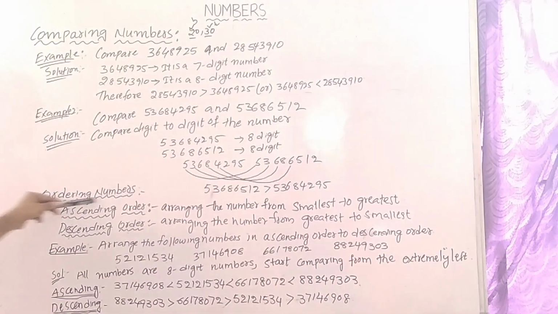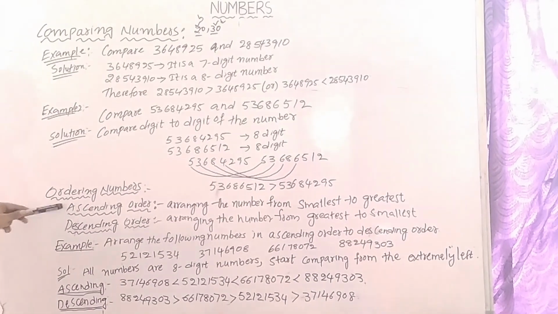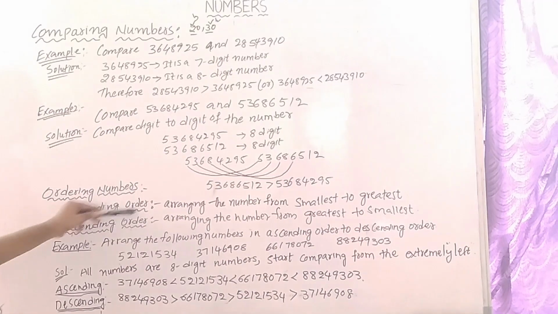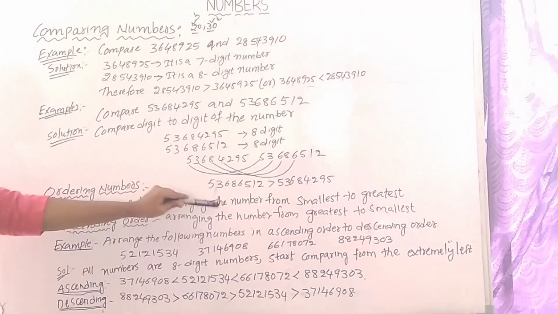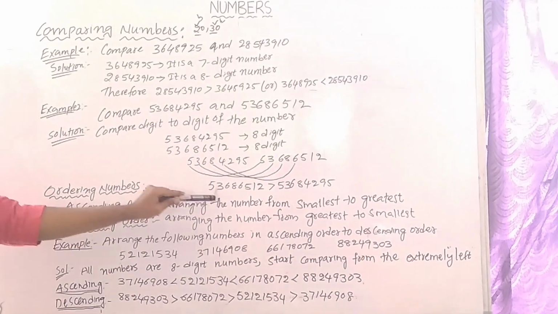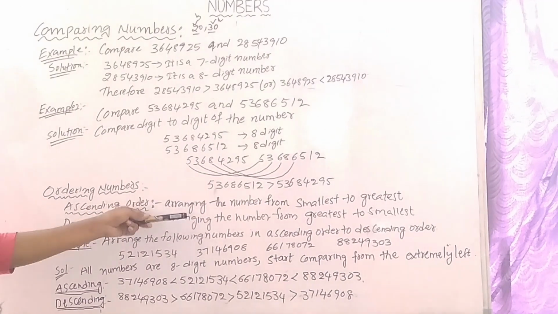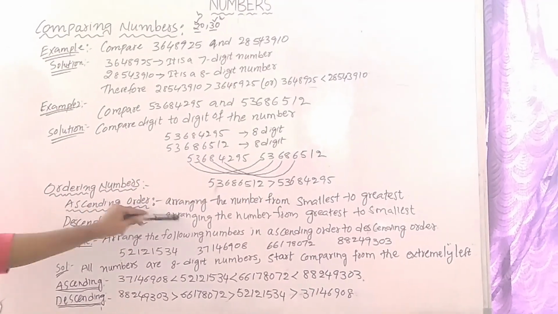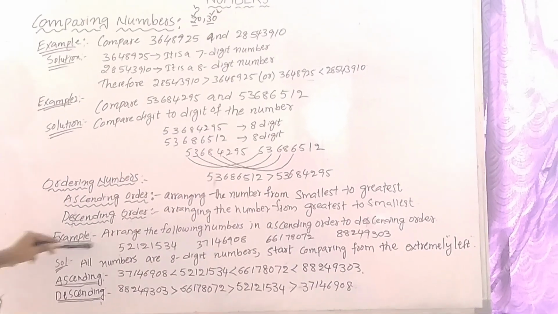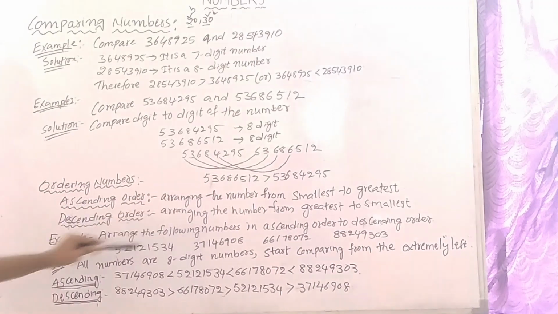Next, ordering numbers. Ordering means ascending order or descending order. We have to find out ascending order or descending order of numbers. Ascending order means arranging the numbers from smallest to greatest. Descending order means arranging the numbers from greatest to smallest. I am taking one example. Arrange the following numbers in ascending order and descending order.